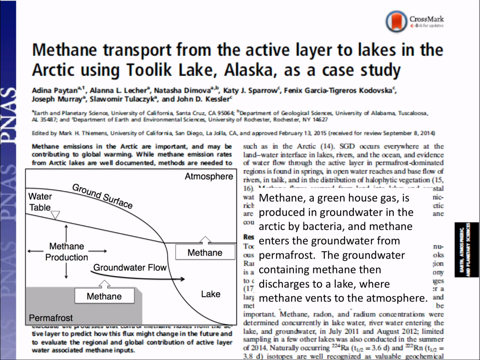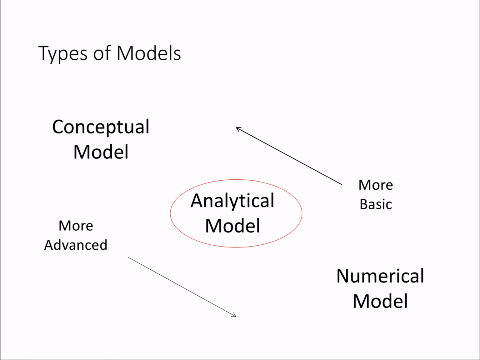Well, there's methane production in the groundwater. There's also methane coming into the groundwater from permafrost, and then the groundwater flows and discharges to a lake, and once the methane's in the lake, it's a lot easier for it to get to the atmosphere than when it was in the groundwater. So I have both an image here describing that process and a description. These are both examples of conceptual models in science. All right, now we're going to move on to analytical models.